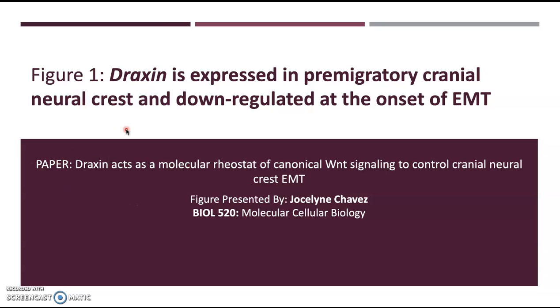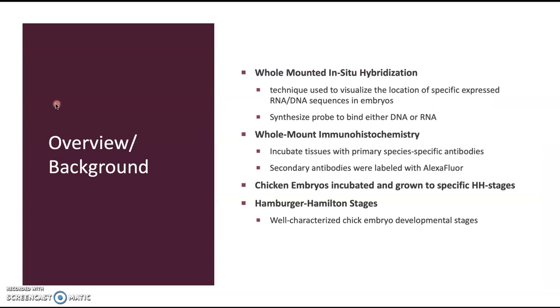Alright, so I'll be going through figure 1, where they are establishing that Draxin is expressed in the pre-migratory cranial neuronal crest, and then is downregulated as the cells undergo this epithelial-mesenchymal transition. And so overall, they're establishing the Draxin expression pattern as the embryo is developing. And so a little bit of overview and background.